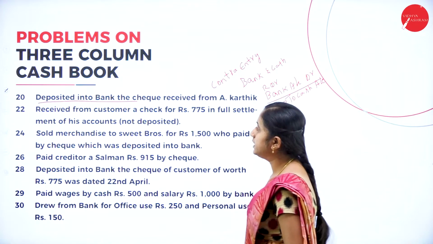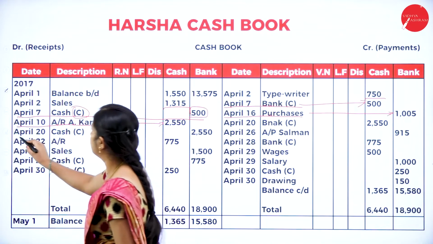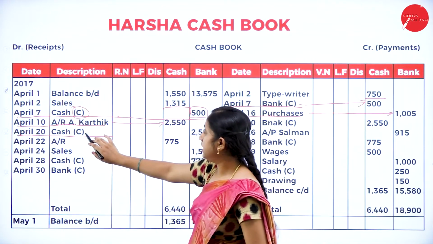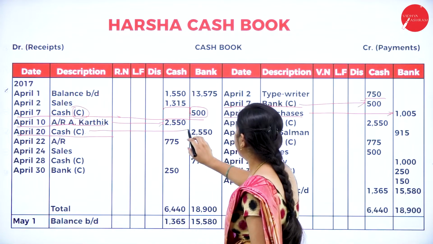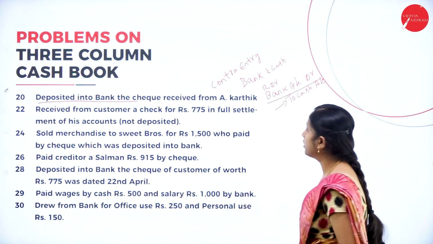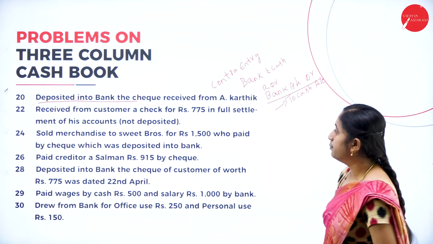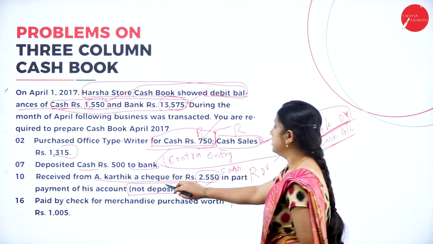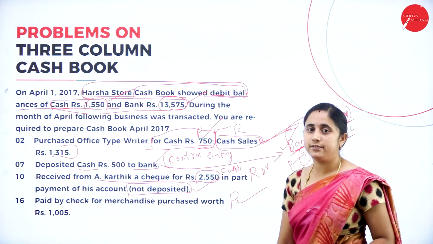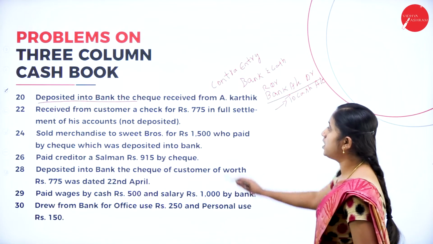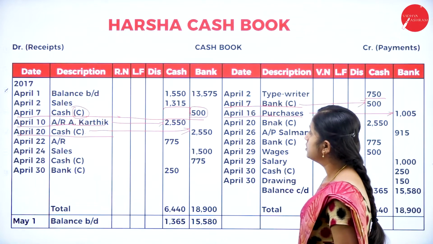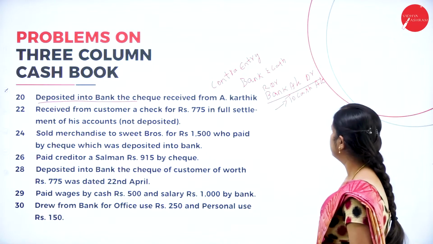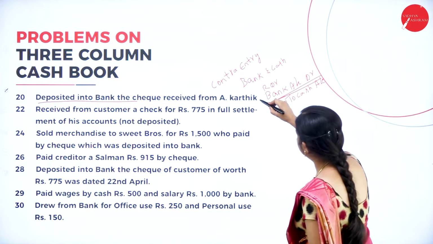On April 20th, write to cash account. This is a contra entry, so write C within brackets, and the amount should be written in the bank column. The amount is not given, but you should see the last transaction of Karthik. Here Karthik gave the check for rupees 2550, so take 2550 for the April 20th transaction. So write 2550 in the bank column. Now this bank transaction we have recorded.